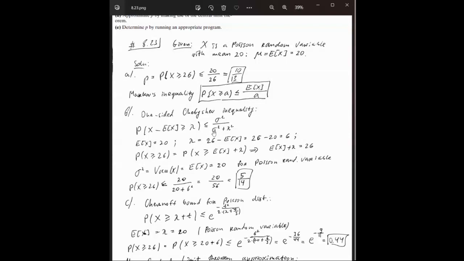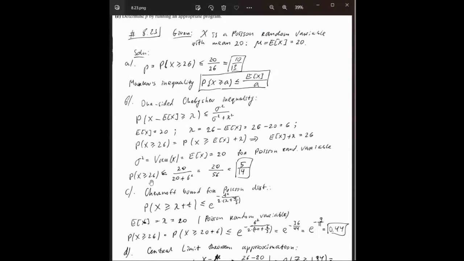So to calculate the one-sided inequality, we have everything we need: mean equal to 20, lambda equal to 6, which is calculated here, and sigma squared, the variance of X for the Poisson distribution. Variance equals the expected value, which is the mean, which equals 20. So the probability equals 5 over 14, which is 36%.